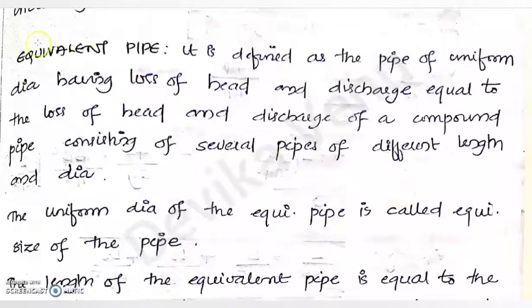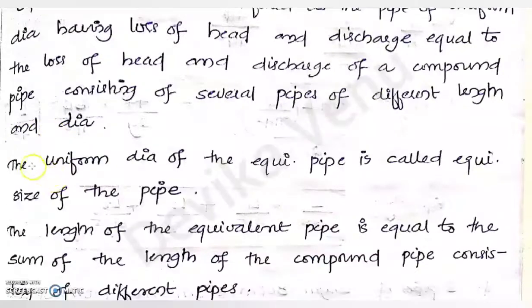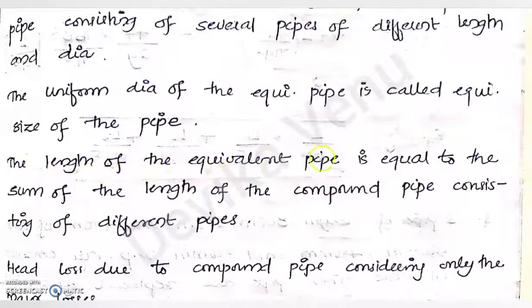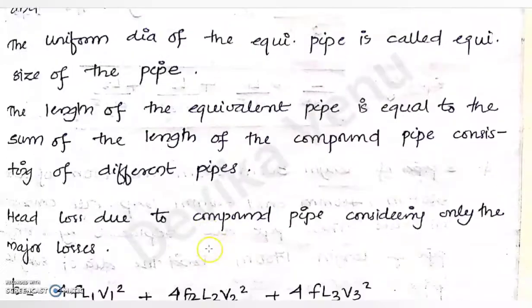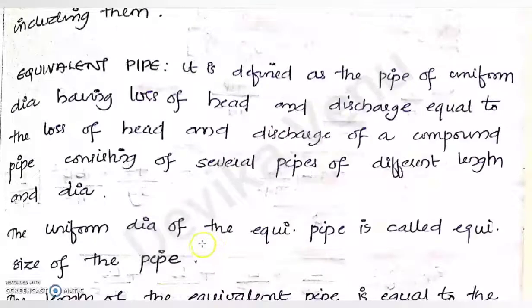And the next one is equivalent pipe. So what is an equivalent pipe? It is a pipe having a uniform dia with the same loss of head and discharge as a compound pipe consisting of several pipes of different length and dia. The uniform dia of the equivalent pipe is known as the equivalent size of the pipe, and the length of the equivalent pipe will be equal to the sum of the lengths of the different pipes of the compound pipe. So equivalent pipe is nothing but a pipe having uniform dia.